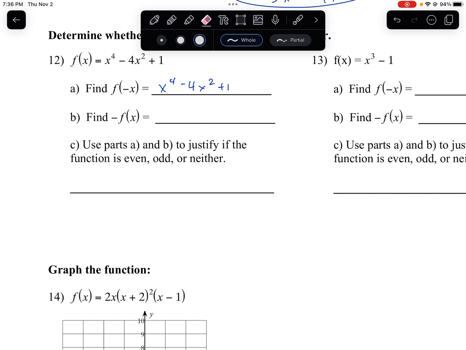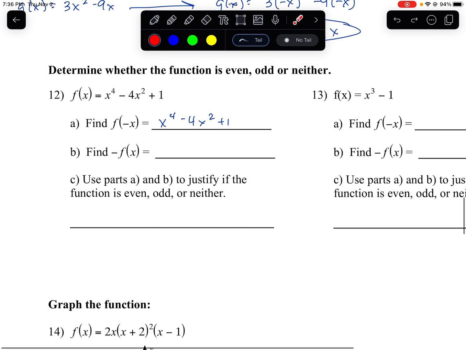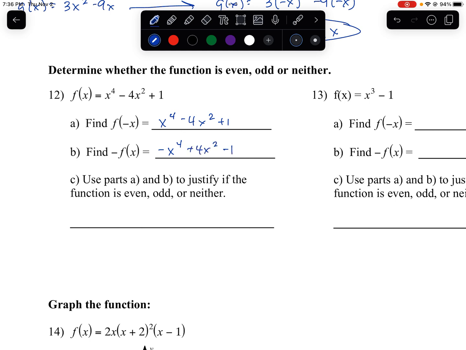Okay, next is to find negative f of x. Negative f of x is a reflection in the x-axis, which means I'm going to take this function, multiply it by a negative, and distribute. So that means every term will change its sign. So negative x to the fourth plus 4x squared minus 1.